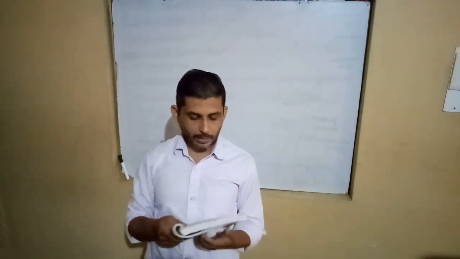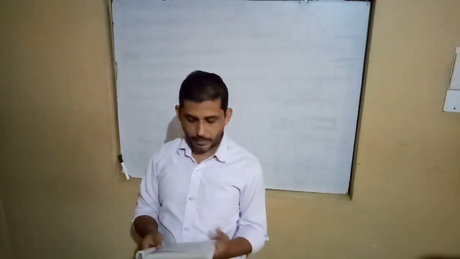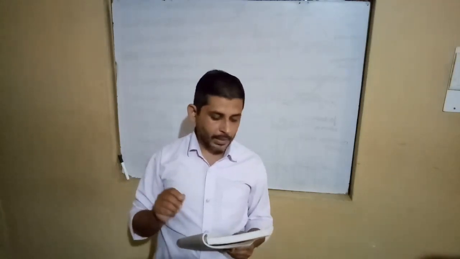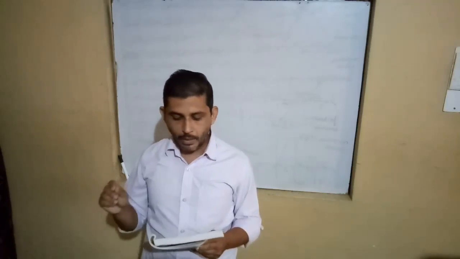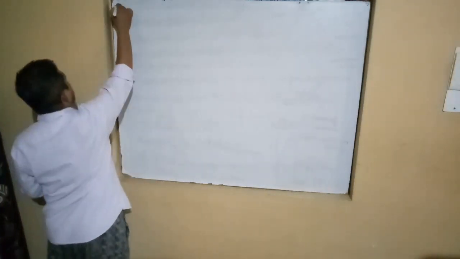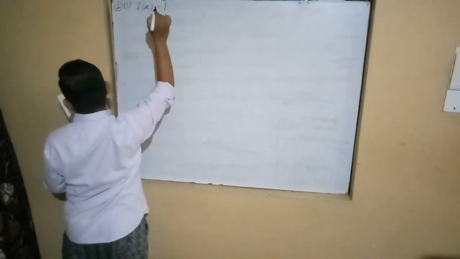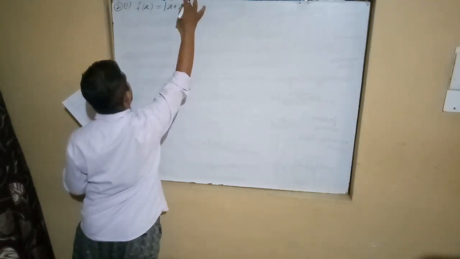Now look at question number second. The rest of the questions of the first one you can do yourself, they are very easy. In the second question, the question is find the minimum and maximum values, if any, of the following function given by. The first function of the second question is f(x) = |x + 2| - 1.